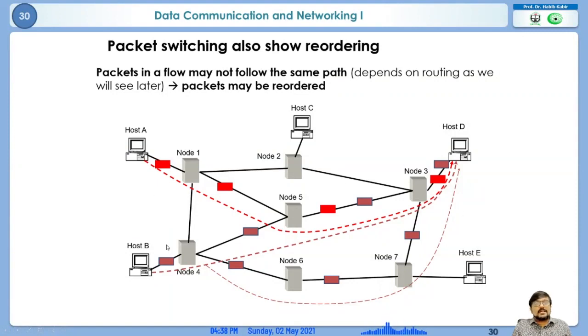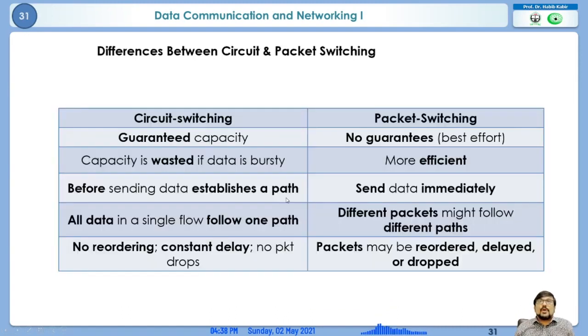Maybe these are the things I have discussed, that from host A to host D we can use several routes to transmit the data, as I said. Packets flow, may not follow the same path, and packets may be reordered. I will not discuss this today because of time, but just try to know that in circuit switching we have guaranteed capacity. In packet switching, no guarantee. Circuit switching wastes capacity, but packet switching is more efficient: one cable, 100 people. Before sending, circuit switching establishes the path, and here you can immediately send all data in a single flow, following only one path.